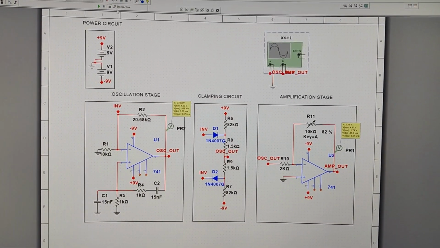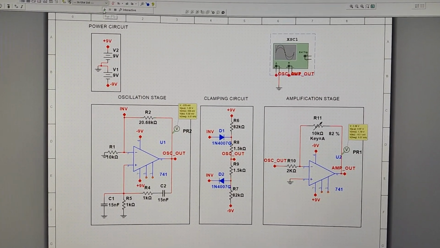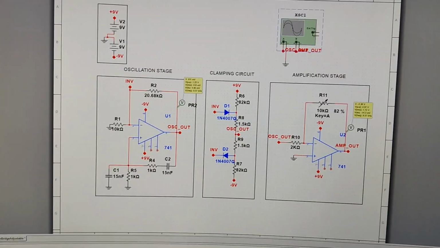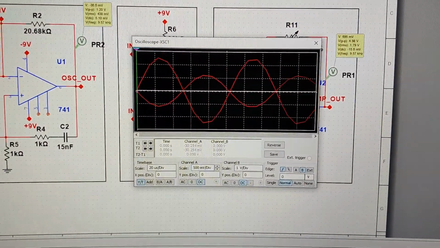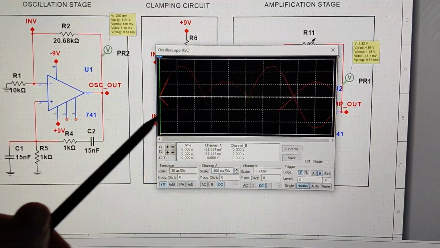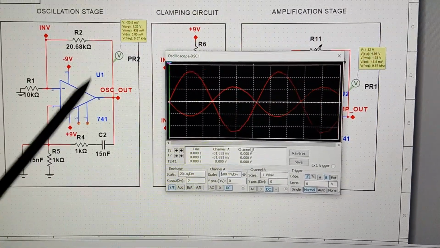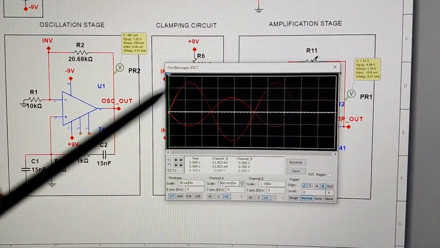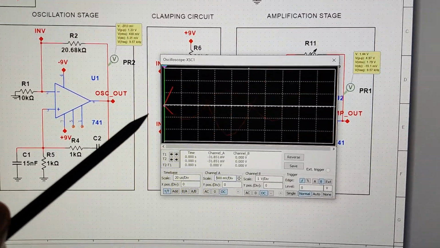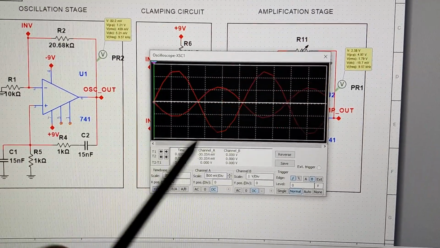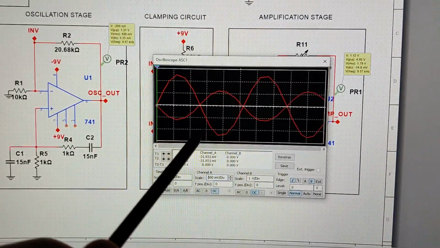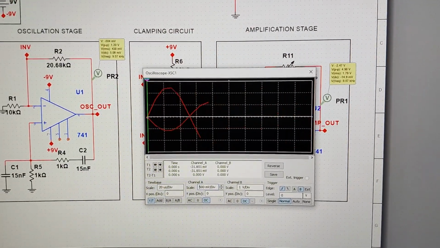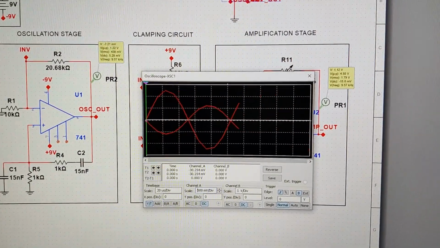So let's see that this circuit oscillates. As we can see, we have two waveforms. The smaller waveform is the oscillation out waveform, so that is only the oscillation stage with the clamping circuit. Then we have the other waveform, and that is the amplification stage waveform. Now we will continue on to the actual circuit built on the breadboard.